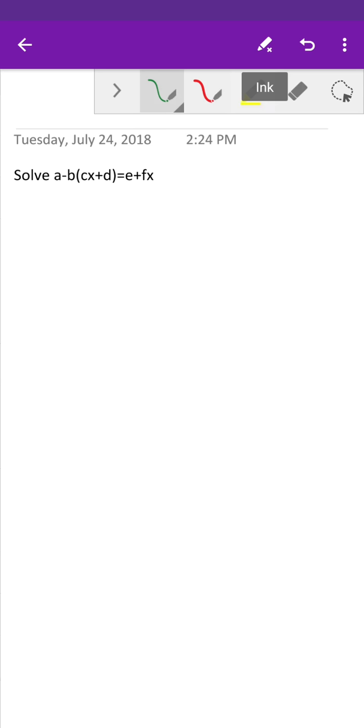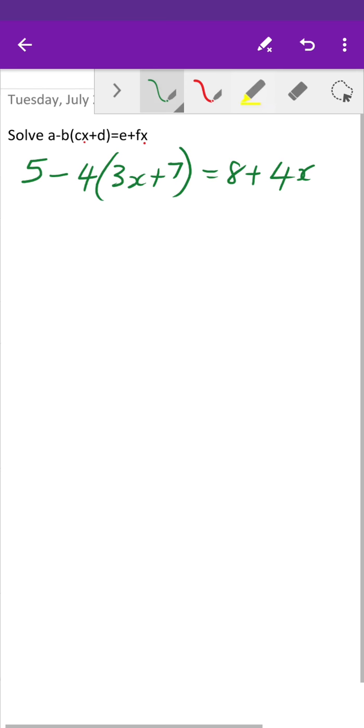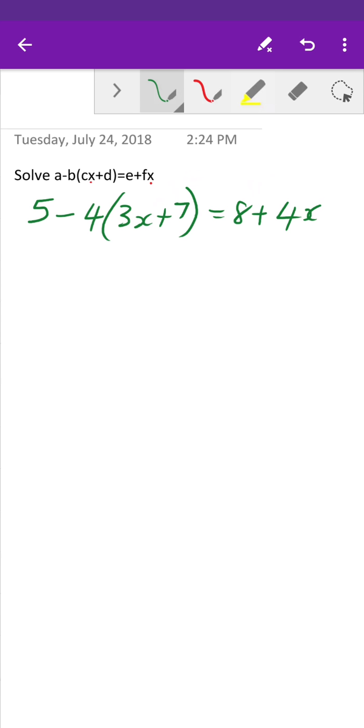Let's look at this question, which is to solve a particular equation where you've got an x on both sides and all the others are values. So let's look at an equation that looks similar. 5 minus 4 times (3x plus 7) equals 8 plus 4x. Now, this is the form, and it's really just an equation which has x on both sides, and it needs a little bit of expanding and simplifying.